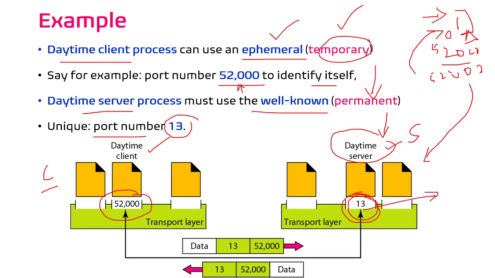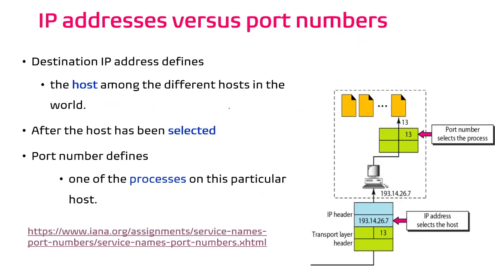So this is the example for why we have to use an ephemeral port number at the client side and the well-known port number at the server side, right? This is how the data is communicated. This is the destination port number, this is the source port number, and it has been replying. This is the destination and source port number. This is the data retrieved by the client, the time, because the daytime server will provide the current time to the client.